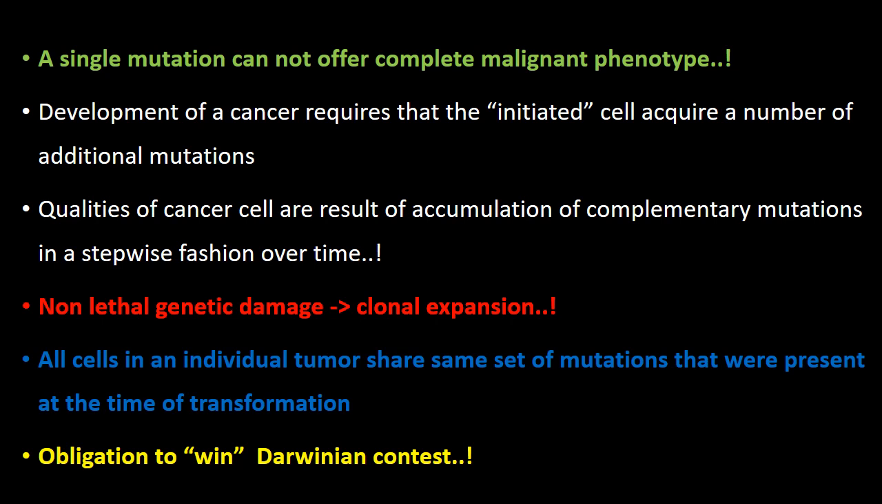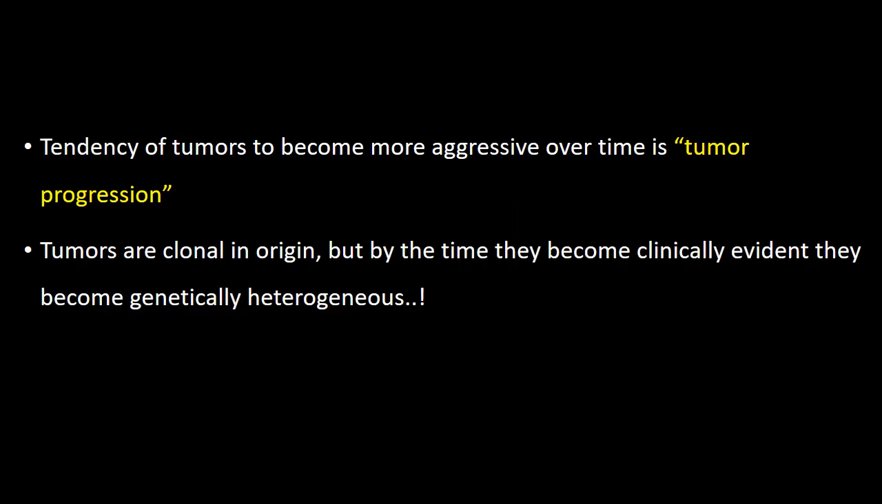That's how a tumor progresses. In the life cycle of a tumor, there is one initiated cell which has suffered non-lethal genetic damage, so it is expanding clonally. And in this pathway, it will keep on accumulating several other mutations which impart several phenotypic attributes to the cancer cell, so that it becomes a more aggressive tumor over a period of time. This is what we call tumor progression.